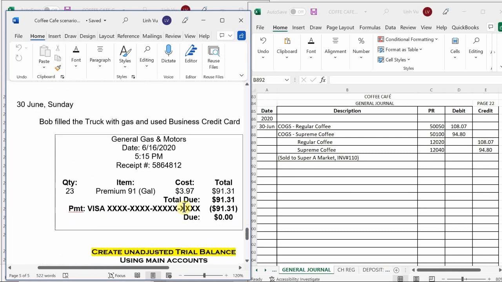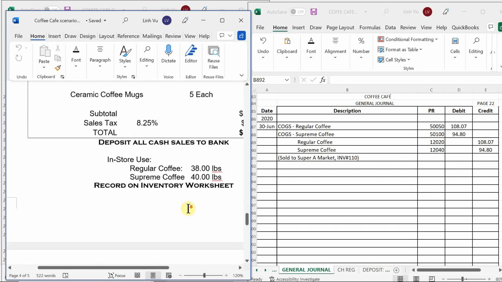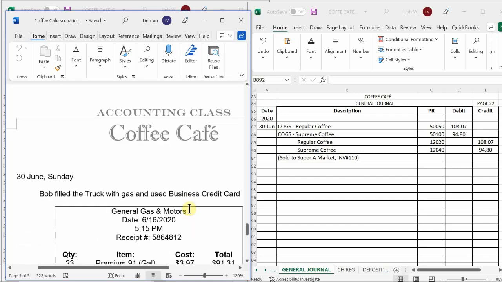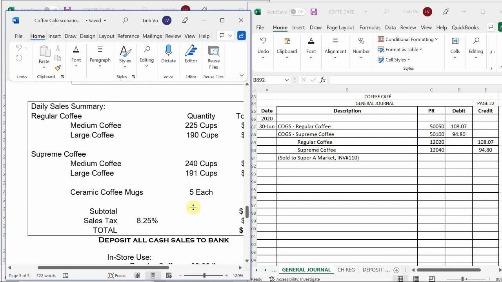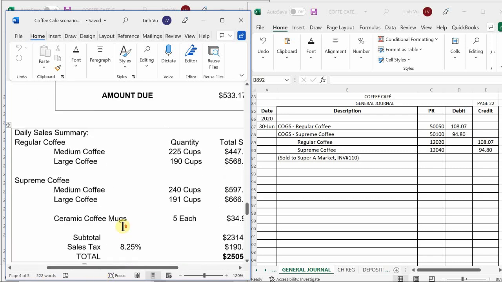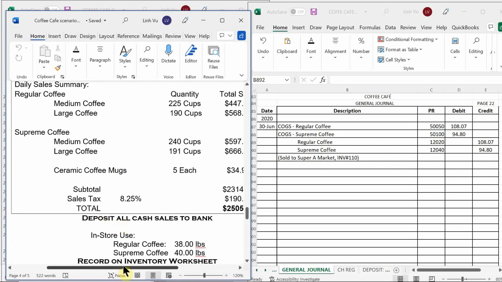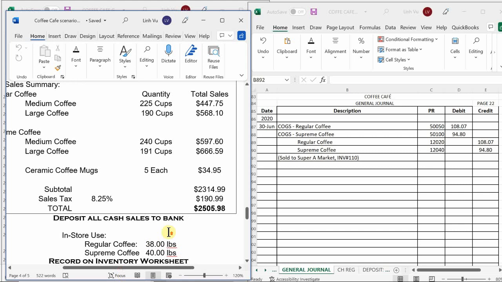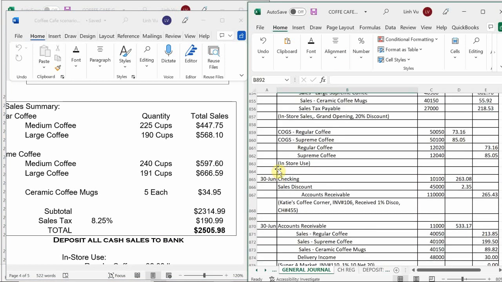So let's see. We have some daily sales here. To end the day, we've got some daily sales. So we got some checking for 225 cups, for a grand total. So let me find.